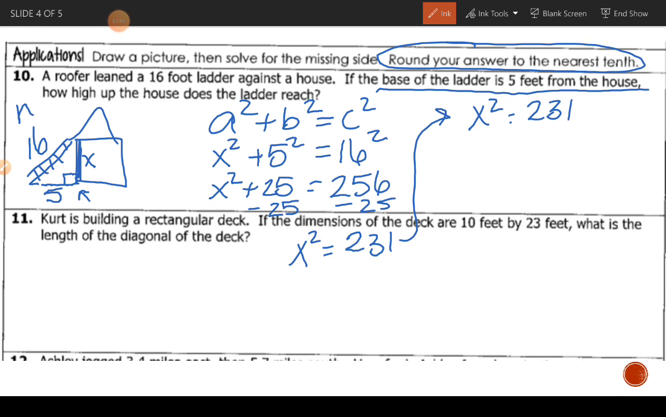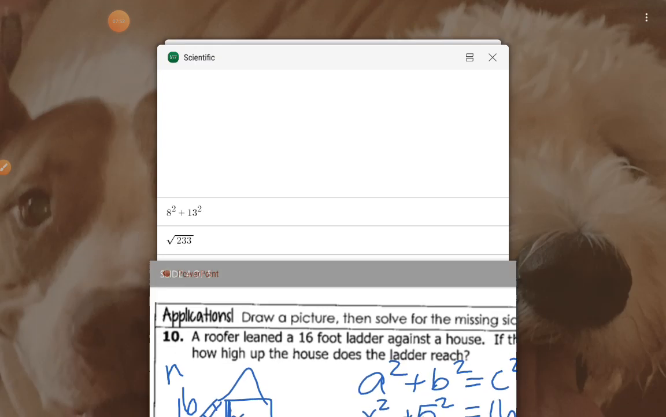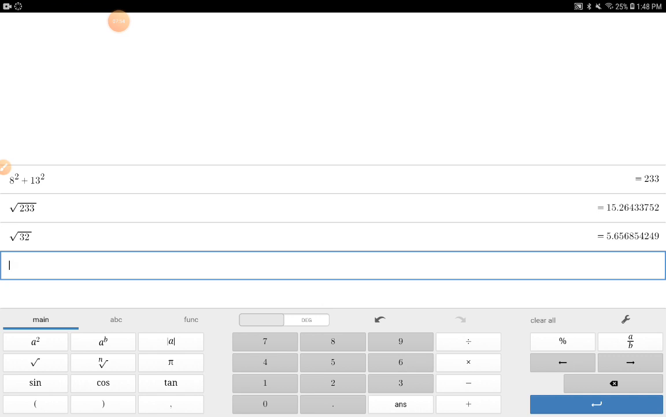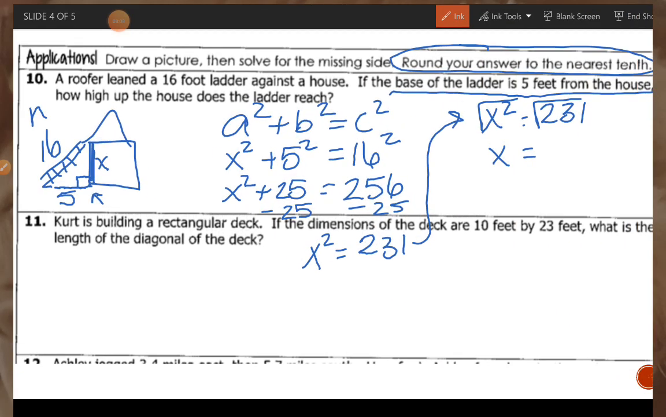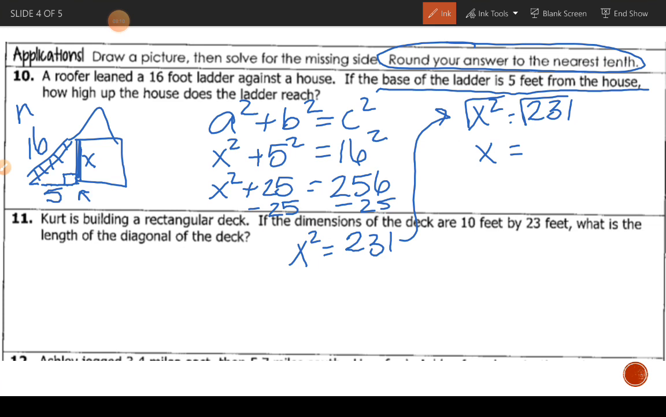And then, again, we're trying to get rid of that squared, so we're going to take the square root. I get x is equal to, on the calculator, the square root of 231, which is 15.19. That 9 is going to round the 1 up because it's bigger than 5. So this answer is going to be 15.2. And that's how you do the Pythagorean theorem.